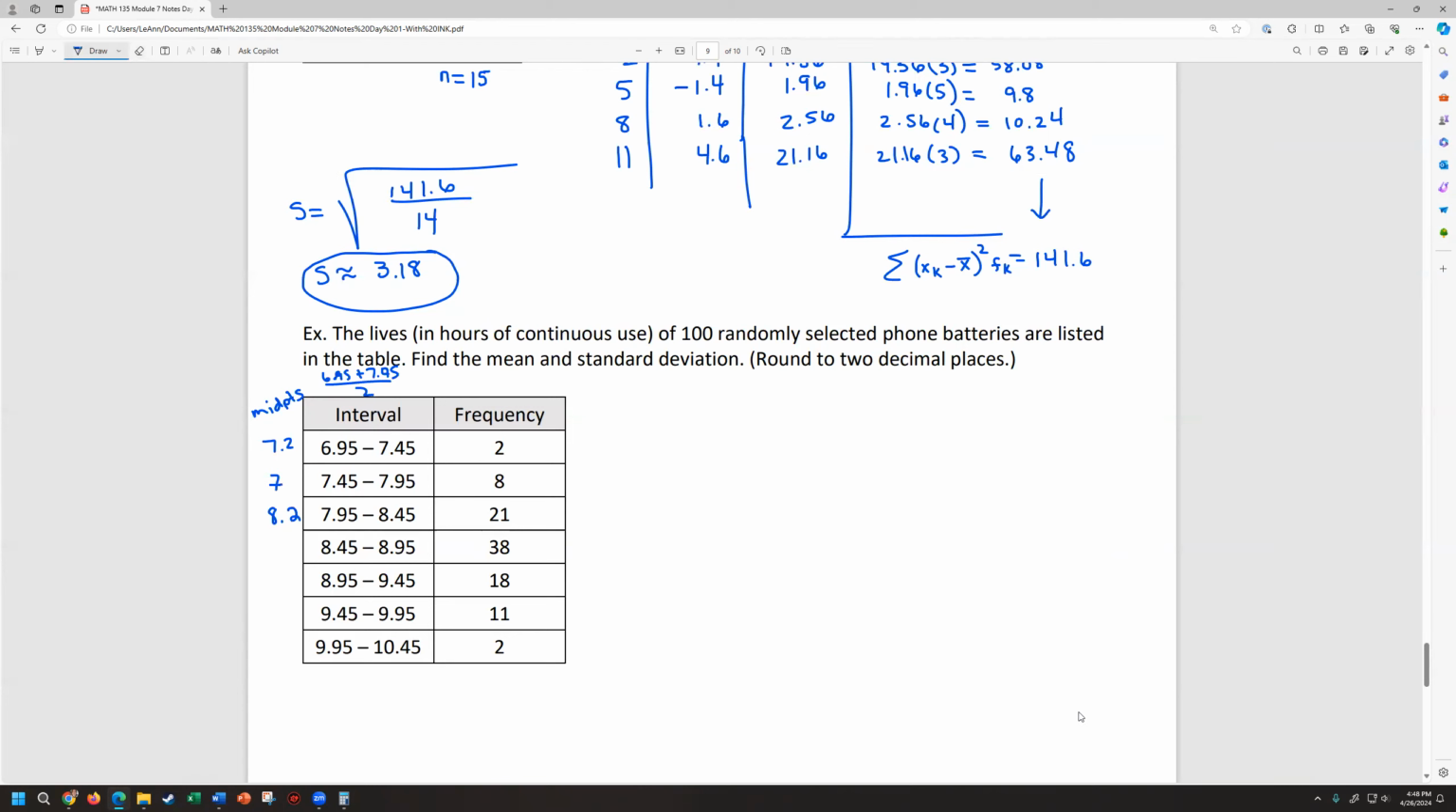So yeah, you have to find your midpoints first, then you can find your mean, then you can find your standard deviation. I recommend the table method. It helps you organize all your information and then make sure both answers are rounded to 2 decimal places. So try that one on your own. Make sure you check the key to see if you got it right, because I'll fill that in before I post it.